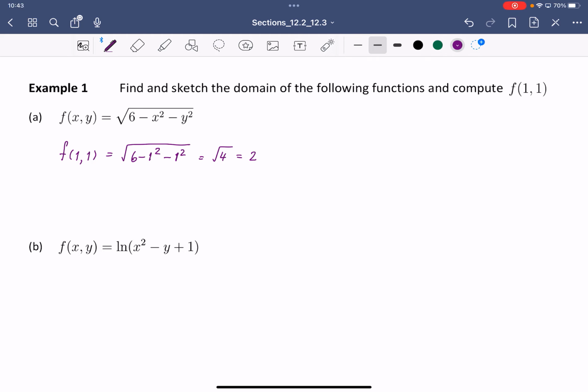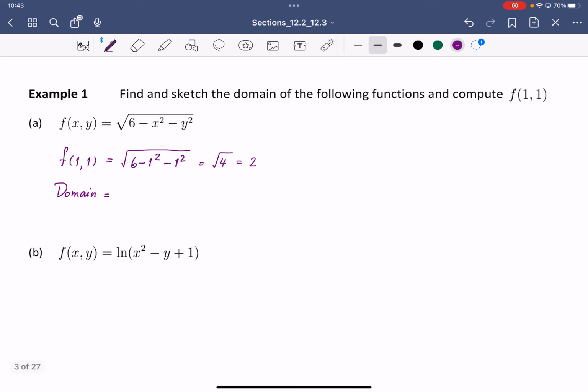And now to sketch the domain, you're going to find the domain first. So the domain is going to be any point (x,y) such that, because you have a square root here, you know that the thing inside the square root must be non-negative, right? So it's 6 minus x squared minus y squared bigger than or equal to 0, and this is actually x squared plus y squared less than or equal to 6. Can you follow that? This is the domain.